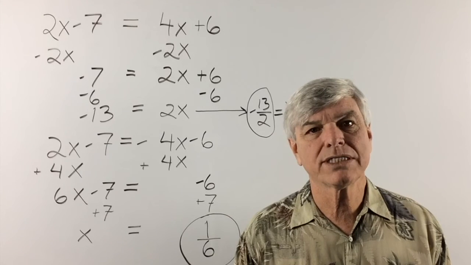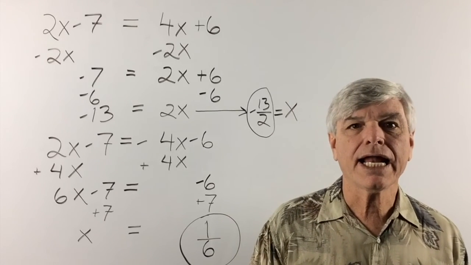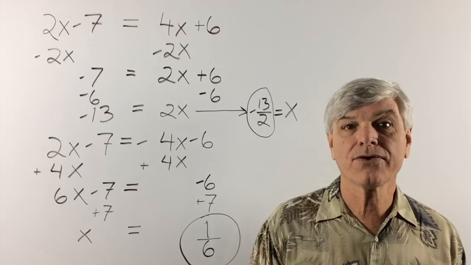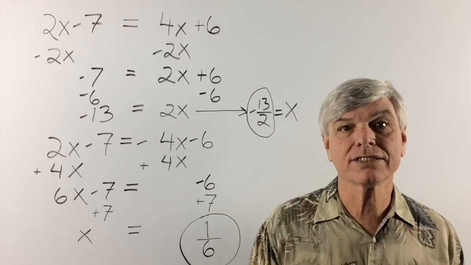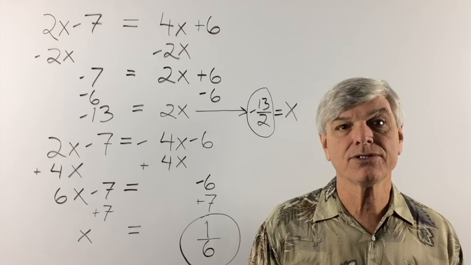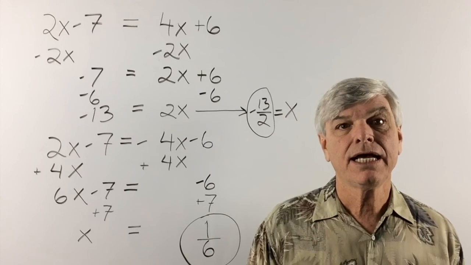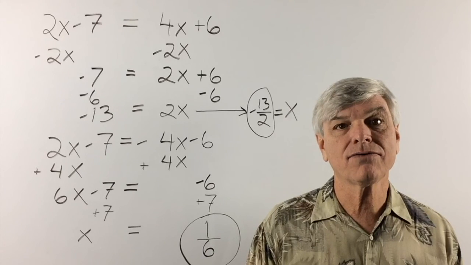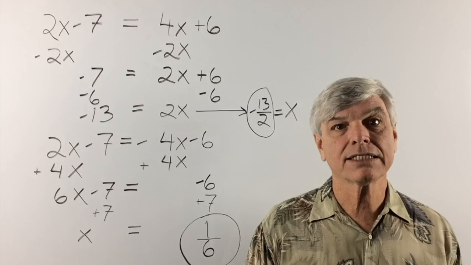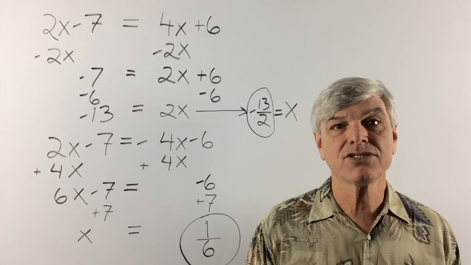So x equals 1/6, and x equals negative 13 over 2, or 13 halves, you might hear sometimes. And that is the solution to this problem. There are 2 solutions to x. And that is how you solve equations with absolute values. You need a little practice on that. Try the homework on page 56.